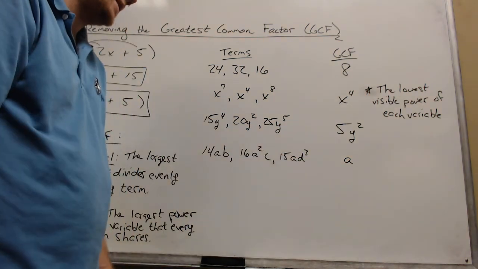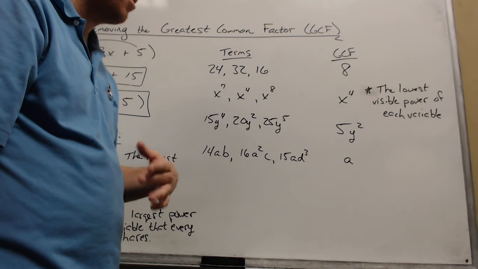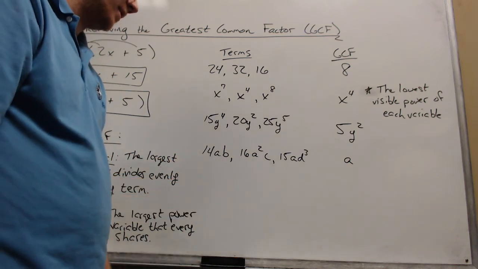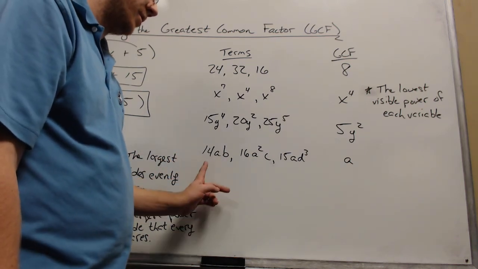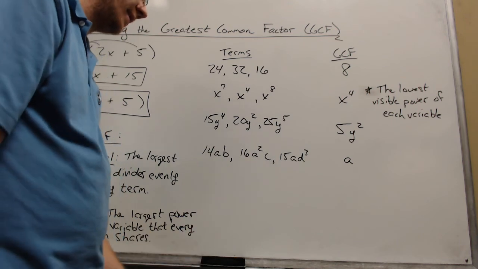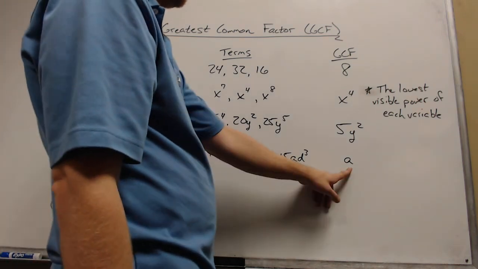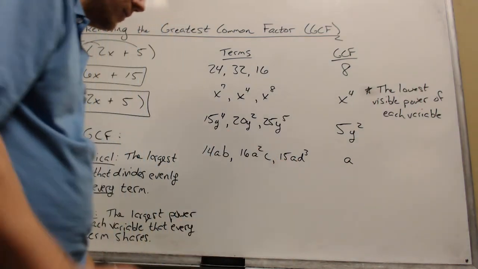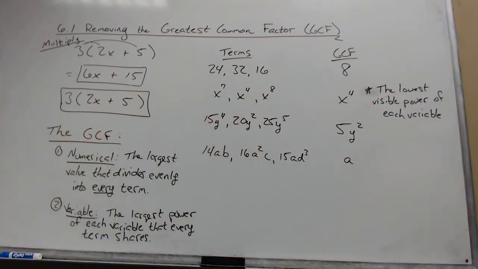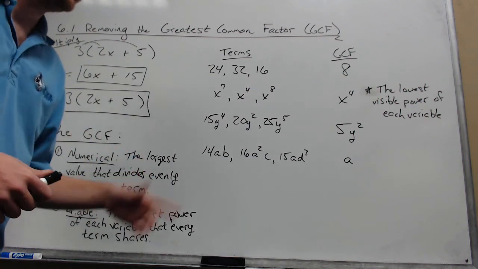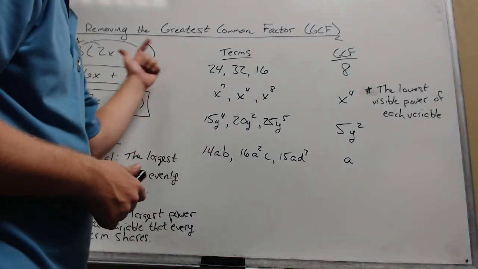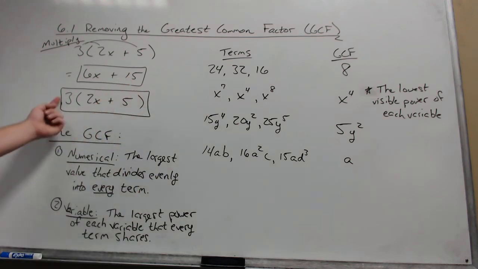So you don't need to have a lot in common. Lots of expressions don't have anything in common. This is hopefully illustrating that you can have something just as small as a single a in common. Or in fact, you could have nothing in common besides a 1. So we can find a GCF. In our next video, once we know how to identify a GCF, we'll look at how we factor it out of an expression.